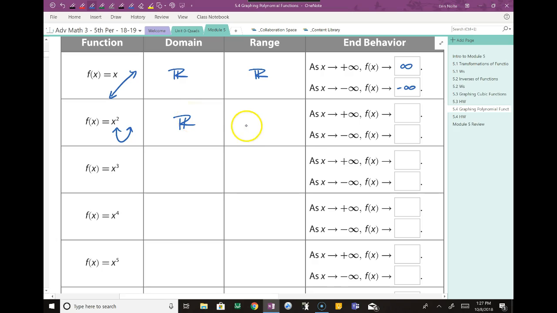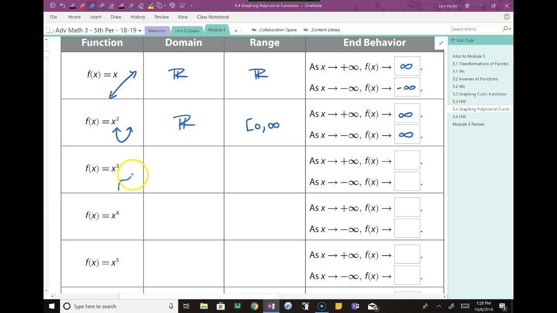Okay, so on this parent it would have to be greater than 0. What about your end behavior? As x goes to infinity, what's your y doing? Infinity. And as x goes to negative infinity, what's your y doing? Going to infinity. So for x squared, both are going in the same direction. Okay. What would x cubed look like? What does that function look like?